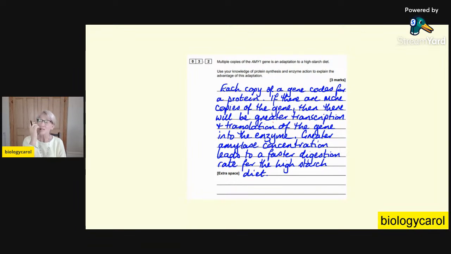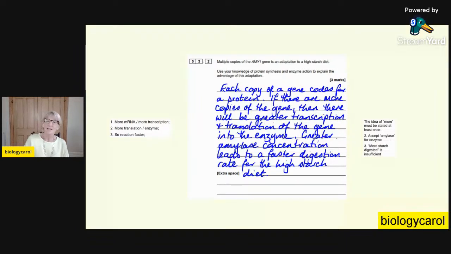And of course, here I am applying my enzyme action knowledge, because I know that increased enzyme concentration increases the rate of the reaction. But here the reaction is digestion, starch to maltose. So this is therefore what I wrote. Here's the mark scheme, here are the examiner's comments, and here is where I got the marks.